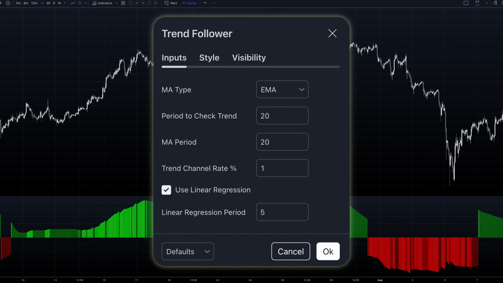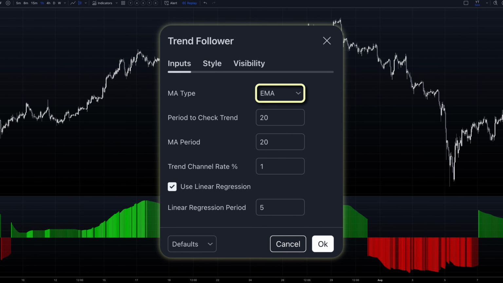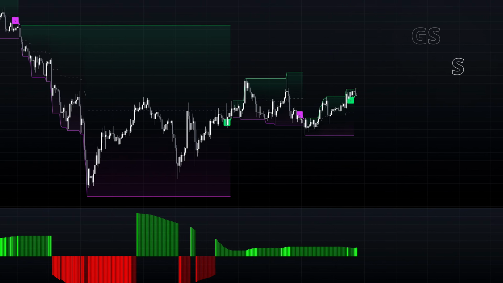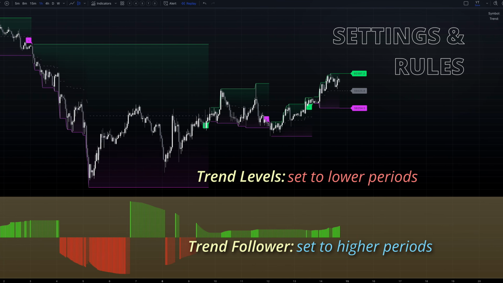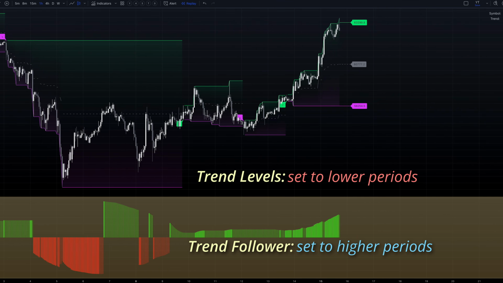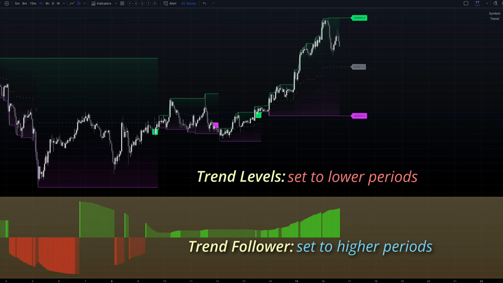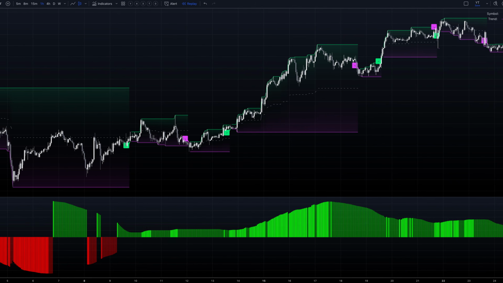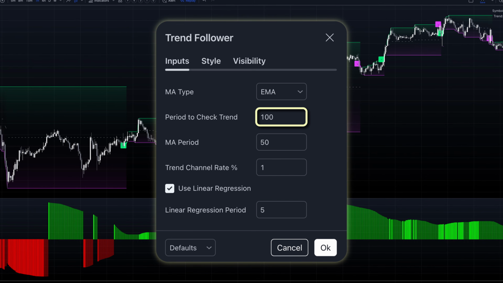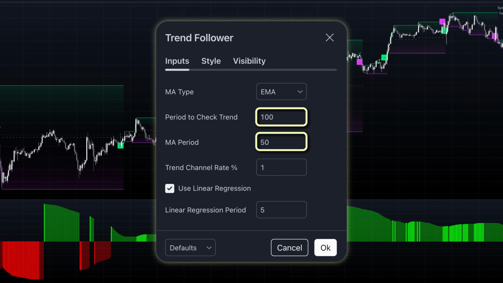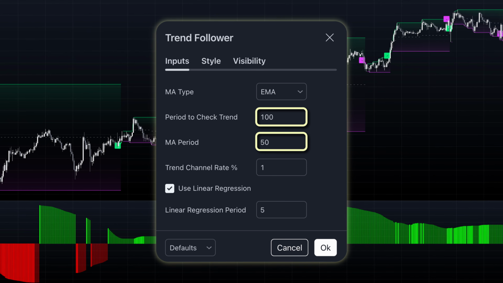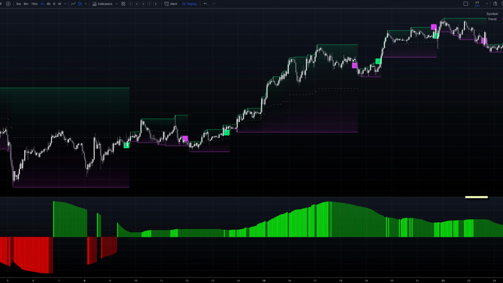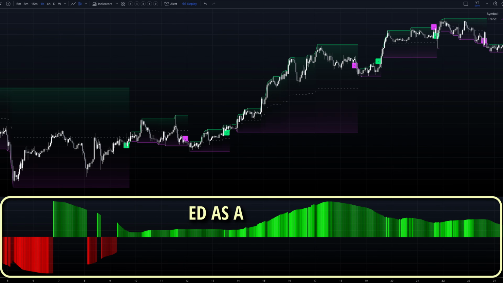This indicator is highly customizable. You can choose different types of moving averages like EMA, SMA, or VWMA, adjust the trend sensitivity, and filter out noise with a linear regression option for smoother signals. To make these indicators work together, you'll need to set the trend follower to higher periods than the trend levels indicator, as we'll use it to identify the main trend direction. For example, set the period to check trend to 100 and the MA period to 50. This is just one of many possible variations to give you an idea. With these settings, you'll see a more stable trend, displayed as a histogram.